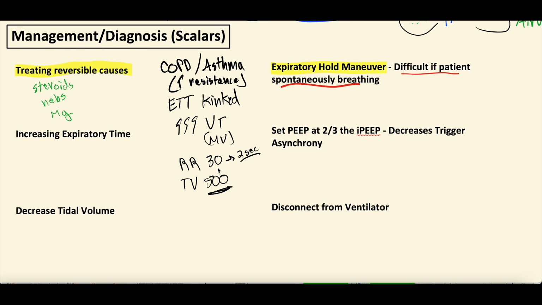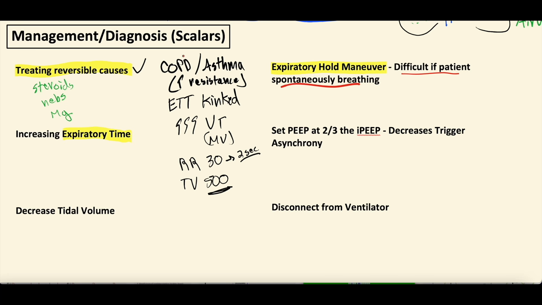So sometimes this is a self-inflicted wound. So treating reversible causes is absolutely important. All right, increasing expiratory time. This makes sense, right? This is what you'd think. Well, if they need more time to expire, let's increase their expiratory time. How do we do that, though?